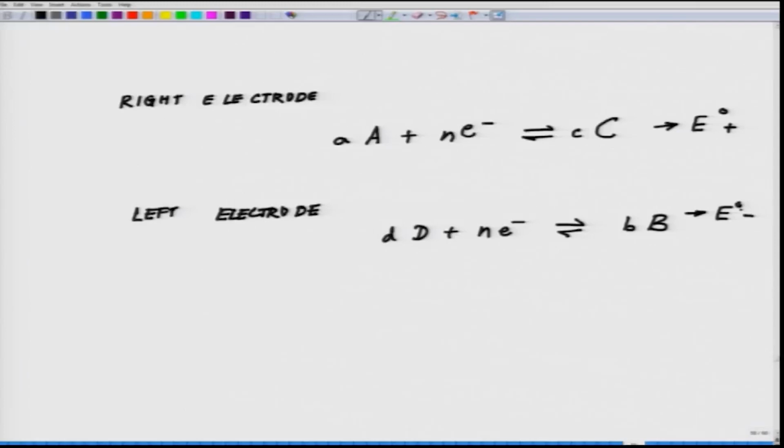Now, at equilibrium we have already talked about E is equal to 0. The Nernst equation for this will look something like this. We know that E is equal to E plus minus E minus. So, this is your E minus term, and this is your plus term. Now, if you write this equation, it will become something like this.